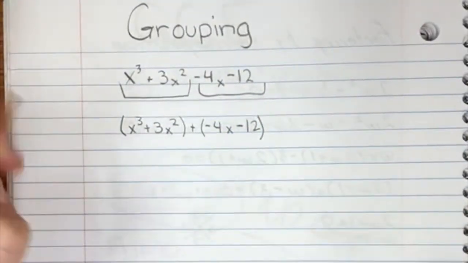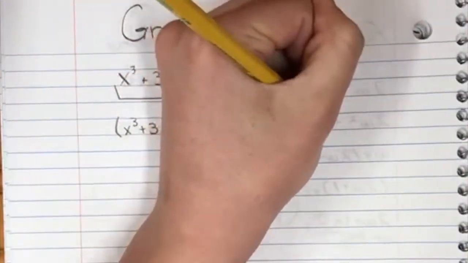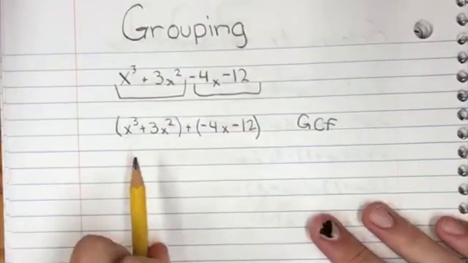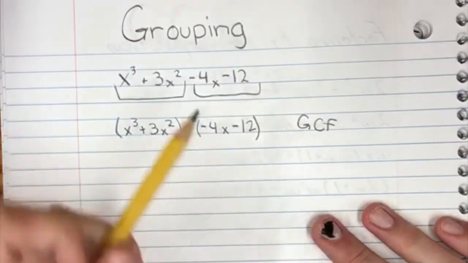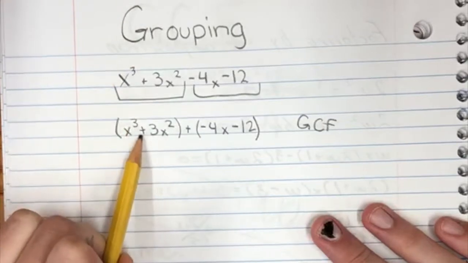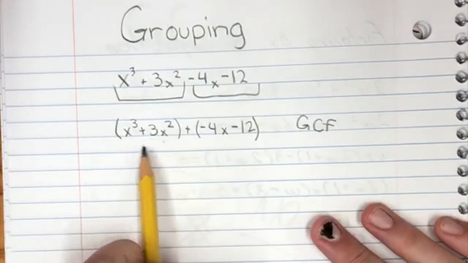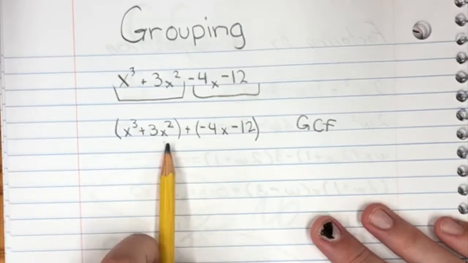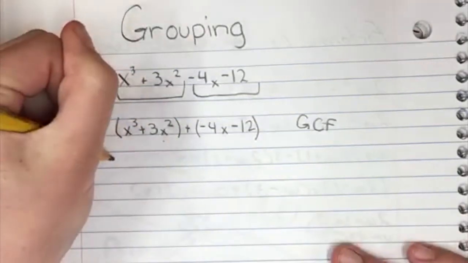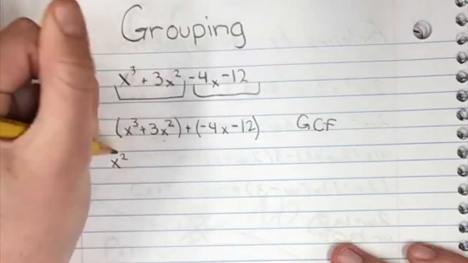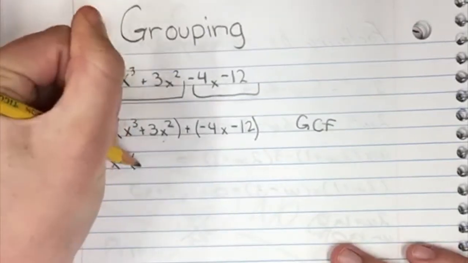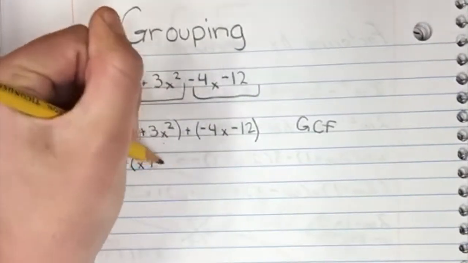Next, you're going to want to take out the greatest common factor. The greatest common factor of the first terms, x cubed plus 3x squared: they both have x's, and they both have 2, so the greatest common factor is going to be x squared. Then you write what's left, x plus 3.